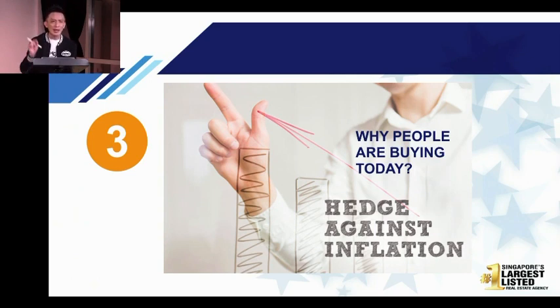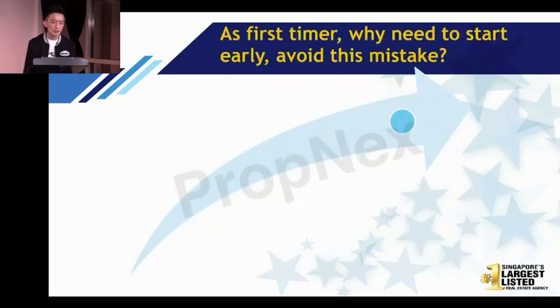Because they want to hedge against what? Inflation. What do I mean by that? You see, just now we talked about inflation, right? A lot of people don't understand inflation. Inflation to me is like 3%, 4%, 5%, 6%, right? We all talk about inflation being 6%, 5%. But actually, who really understands inflation?